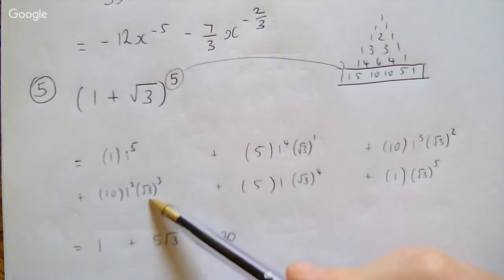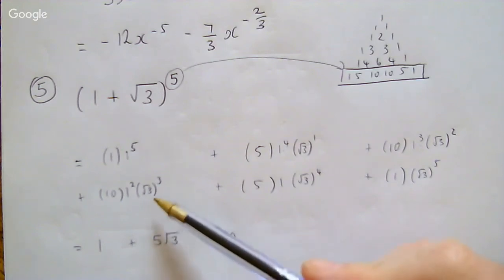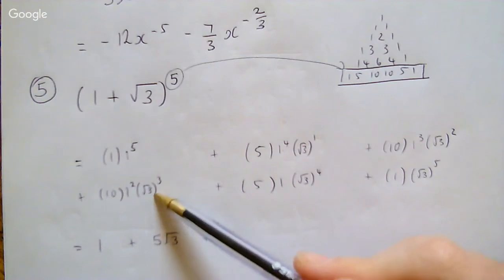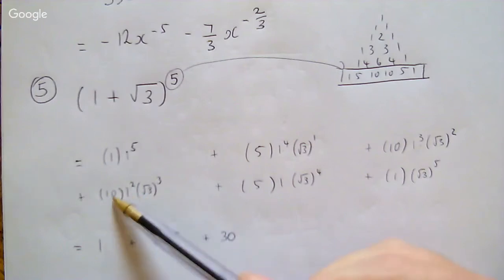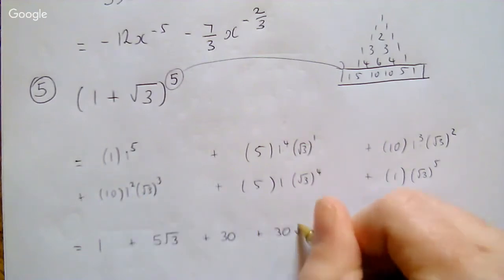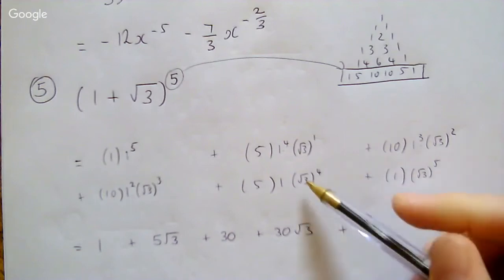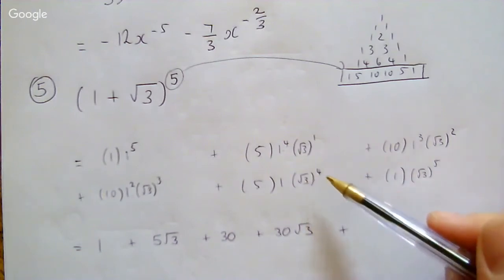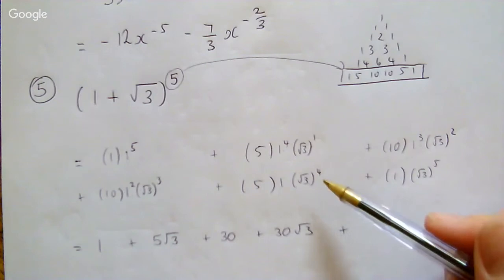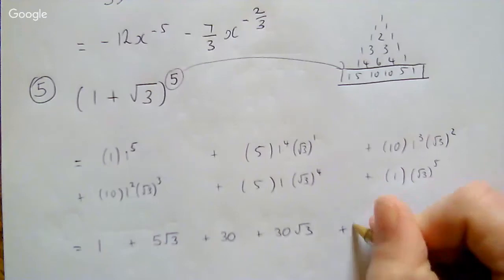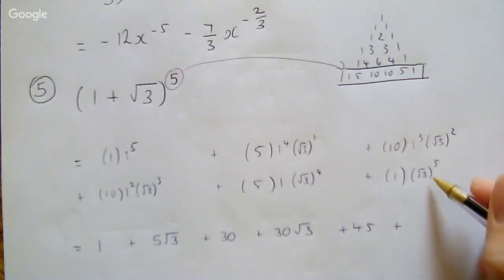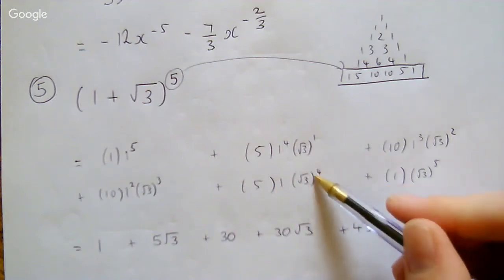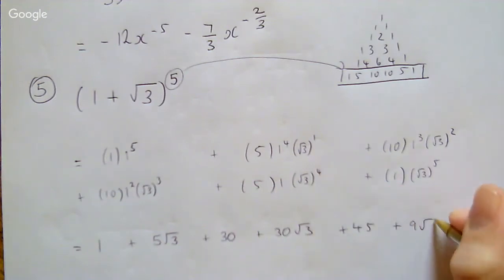Now this one here, root 3 cubed, is going to be root 3 times root 3, so we already know that's 3, but then we times that by root 3 again. So we're going to have 3 root 3 for that answer. Times it by 1 times it by 10 gives me plus 30 root 3. This one here, root 3 to the power of 4, is going to be root 3 times root 3, which is 3, times by root 3, times by another root 3. So that's going to be 3 times 3, which is 9. Times that by 5 will give me plus 45. And then finally, this root 3 to the power of 5 would be the root 3 to the power of 4, which we've already said is 9, times by root 3 again, which would be 9 root 3.